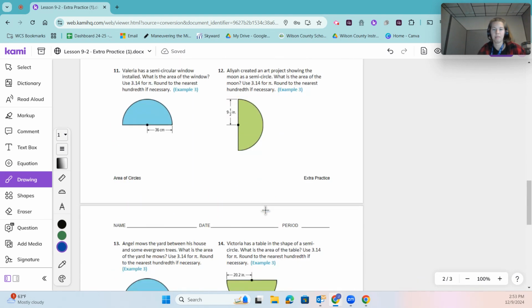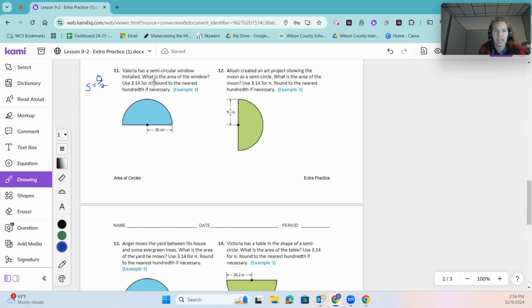And then the last type of problem we're going to look at is a semicircle. So Valeria has a semicircle window installed. What is the area of the window? Now a semicircle is half of a full circle. So in order to find the semicircle, we're going to need to take the area of the full circle and divide it by 2. The full circle divided by 2.